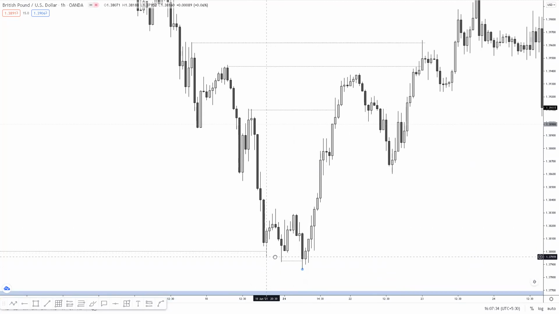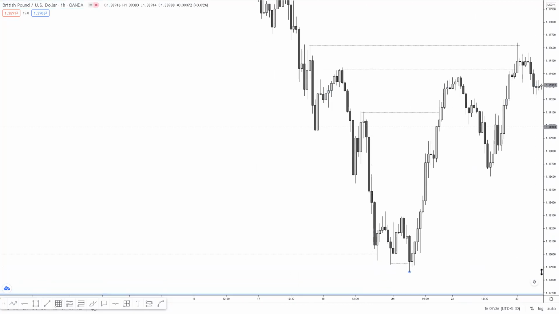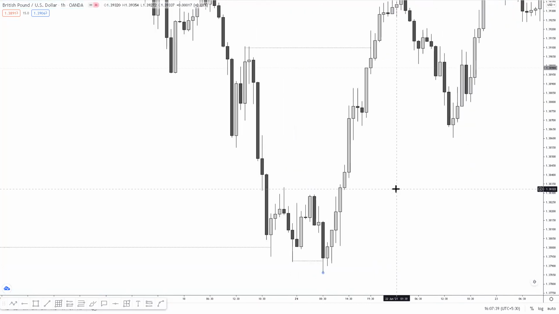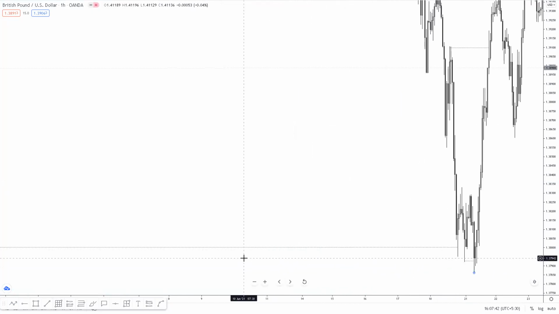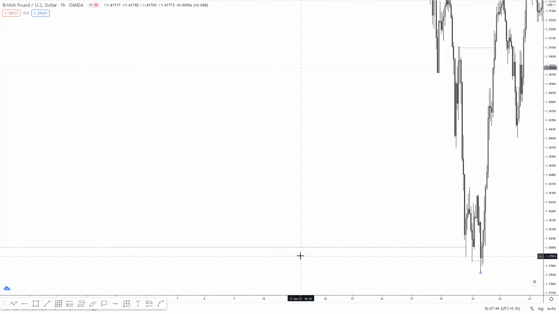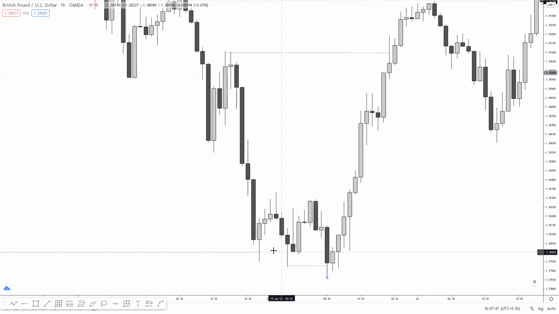Price took out liquidity, and after every major high or low has been taken out, there needs to be a pullback, because otherwise the people who put sell stops under this would be in profit. So you see that it wicked down and then went higher. That was like a 36 pip move.